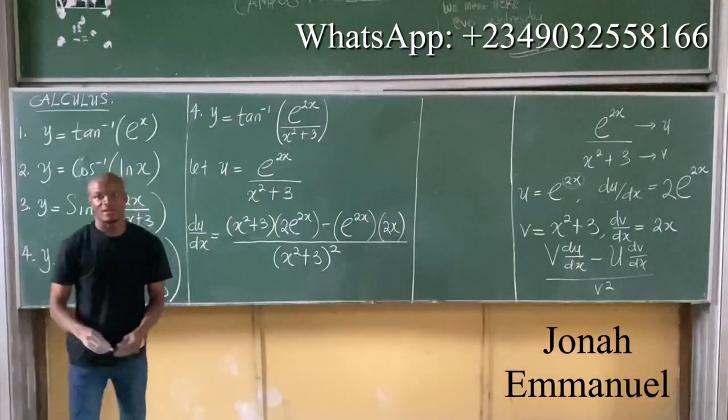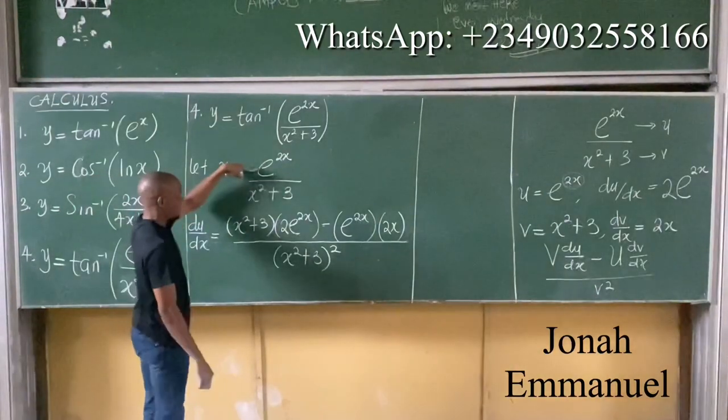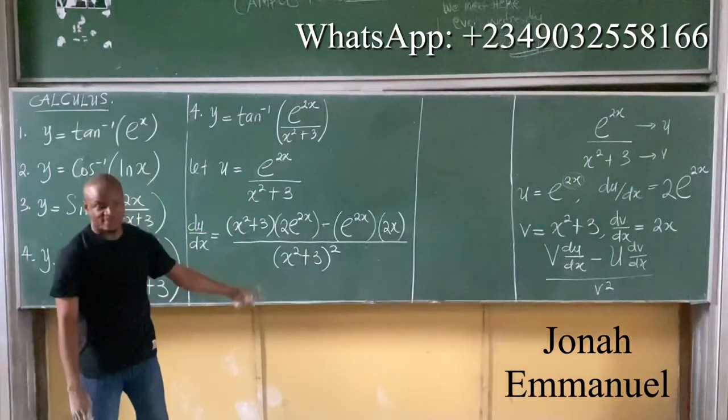You can't be copying everything now. But I should have mastered this, right? Yes. v du/dx minus u dv/dx all over v squared. Should have mastered this by now.